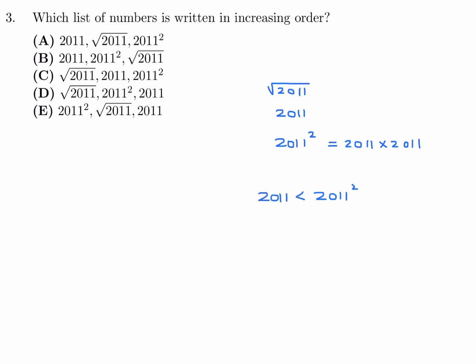Now, when you take the square root of 2011, it's going to be smaller. It'll be something like 44 point something, 44.8. So that is obviously smaller than 2011. And that's it. This is the order from smallest to largest. And of the answer choices, that would be C.